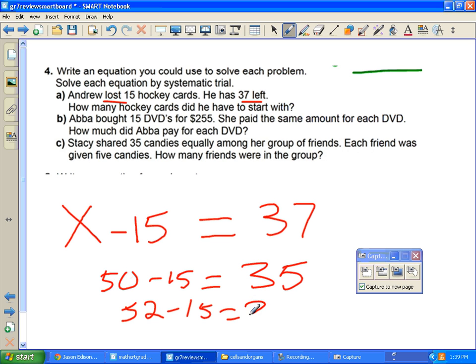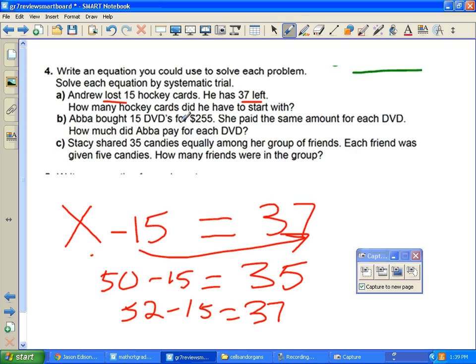And that'll leave me with 37. So the answer for x is 52. That's when you have to solve it just by trying, systematic trying in that inspection. But a little bit later on, you're going to learn how to move this over here and add 15 to each side in order to end up with an answer, but that's coming up a little later.